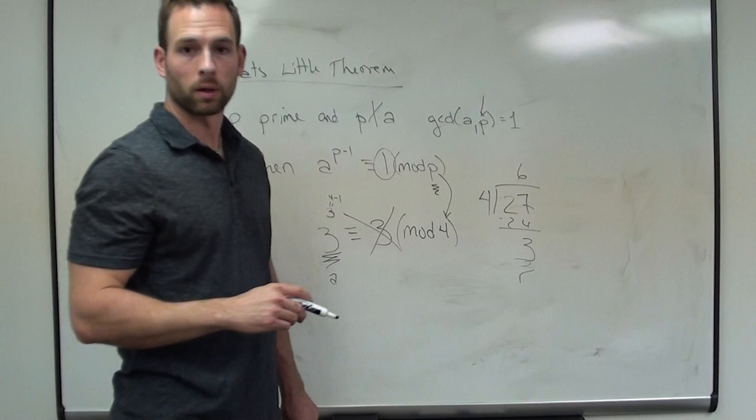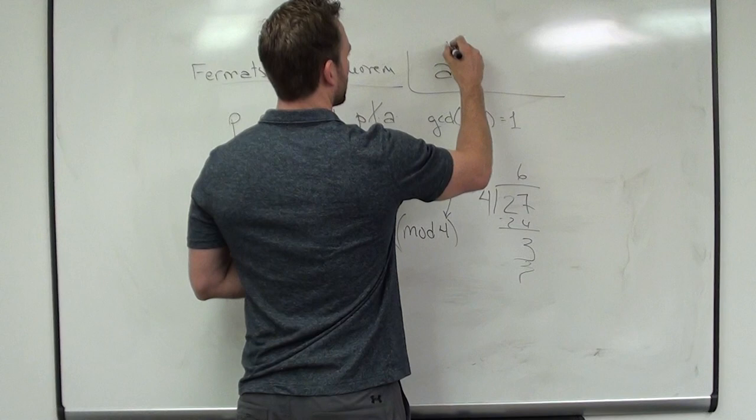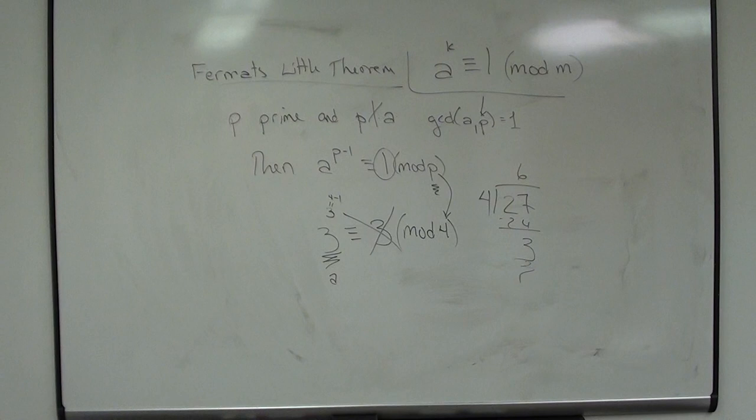And so our question is, if we want to drop that prime, when is this congruence, a to the k congruent to 1 modulo m, satisfied? We know it works when p is a prime and p does not divide a. But now we're trying to strengthen this a little bit, relax away from prime and use some composite numbers there and see what can happen. And so we have our first proposition here.